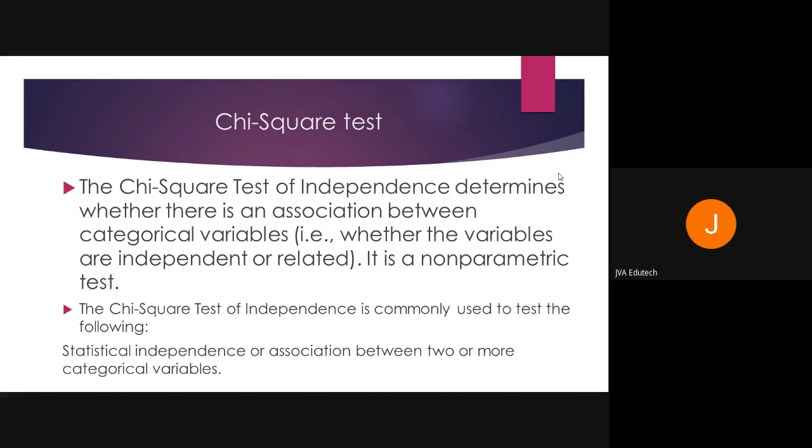So it will give you a 2 by 2 matrix. That is, on one side you will have smoker and non-smoker, on the other side you will have cancerous and non-cancerous. You will be presented with four situations: smoker cancerous, smoker non-cancerous, non-smoker cancerous, non-smoker non-cancerous.